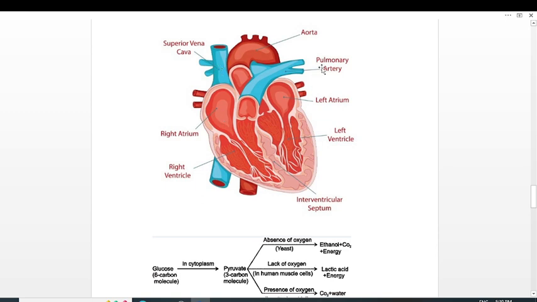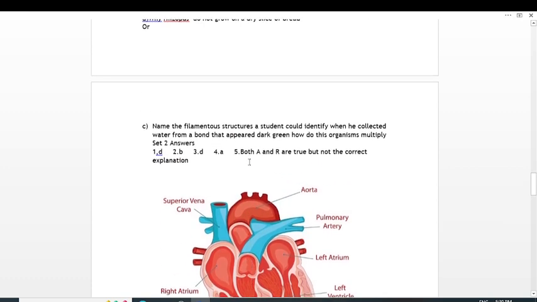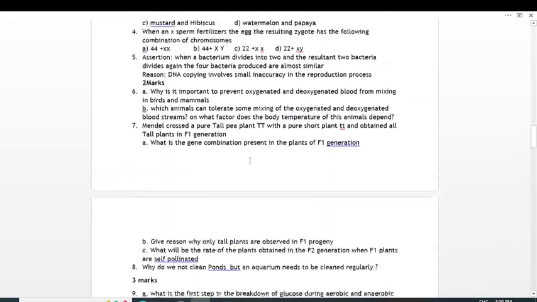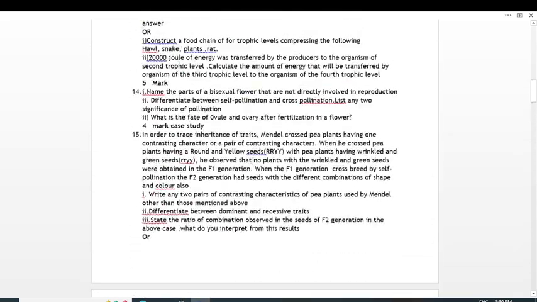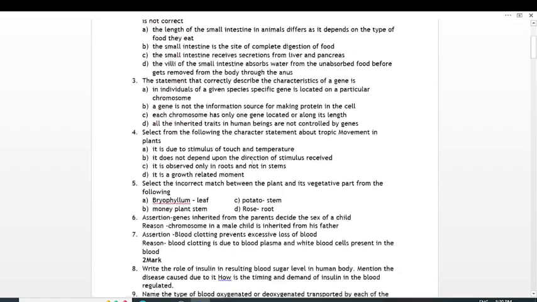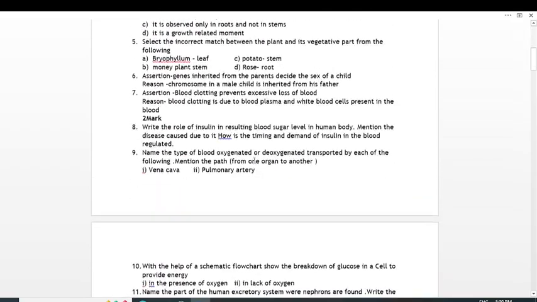Then see, where is pulmonary artery? See, arteries are defined as the blood vessels which move away from the heart. Pulmonary, in the sense, it is lungs. So pulmonary artery takes the blood from where? Right ventricle to the lungs. So it's clear. And next question.